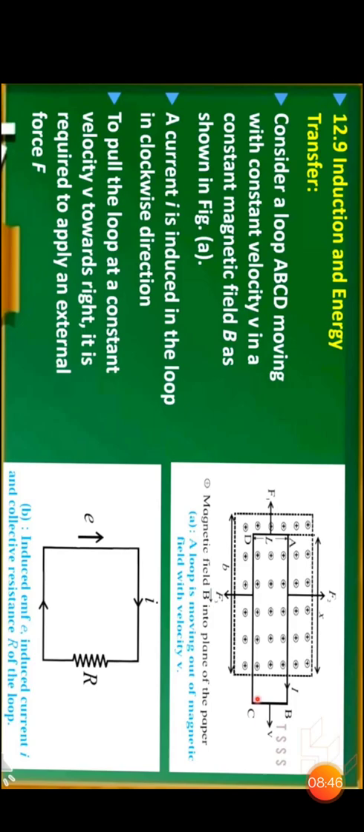Now our next topic is induction and energy transfer. Consider a loop ABCD moving with constant velocity v in a constant magnetic field B as shown in figure A.